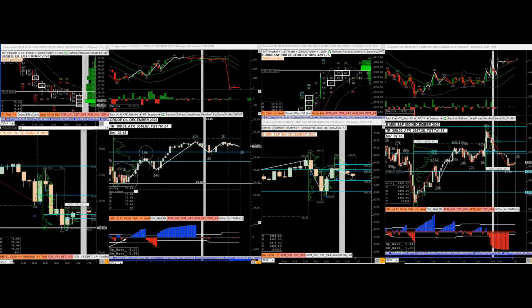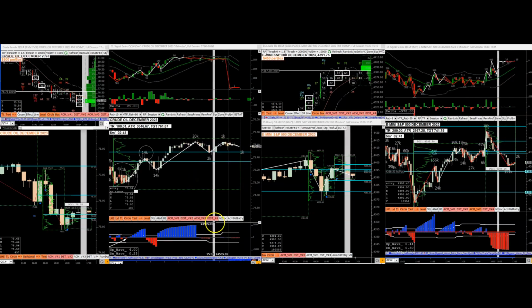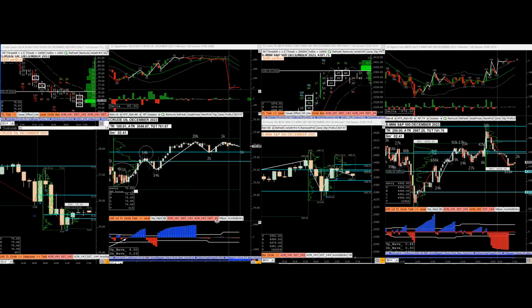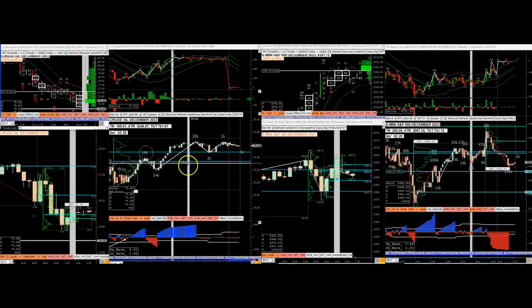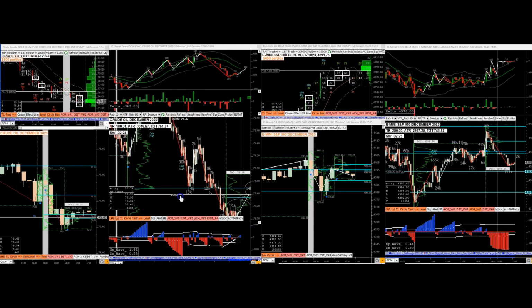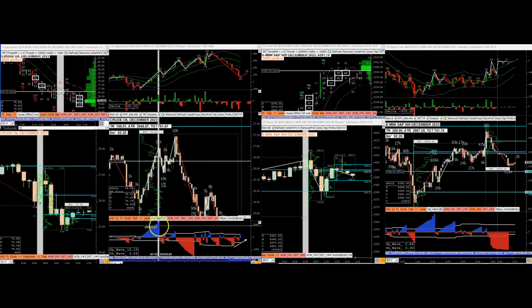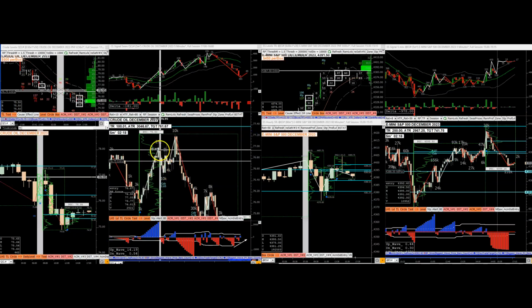So again, we don't know how far this is going to go because this is a counter trend move, and as you know, counter trend is a smaller move. The real move was right here. But I don't know what time this was in the morning.